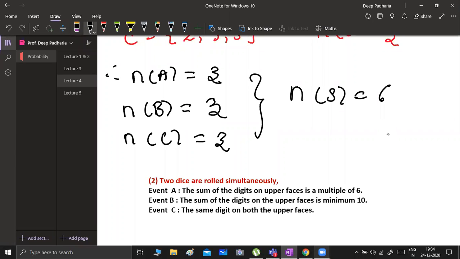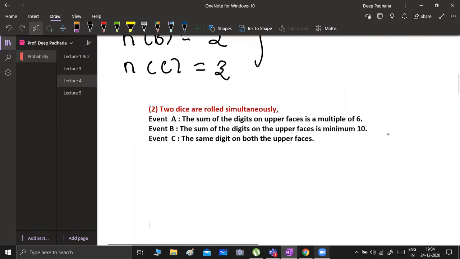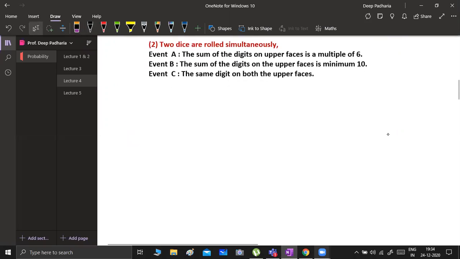Let us start with the second question. In the second question, kids, 2 dice are rolled. How many dice are rolled here? There are 2 dice rolled. So first of all, what will be the sample space? What will the sample space be there?